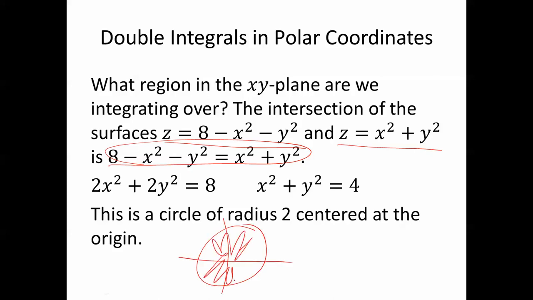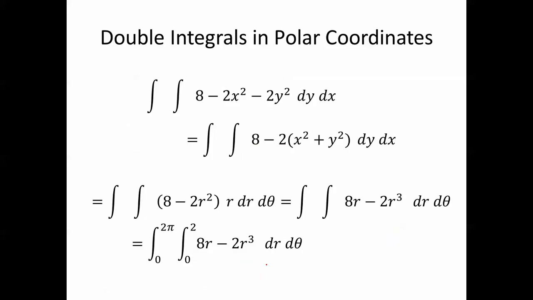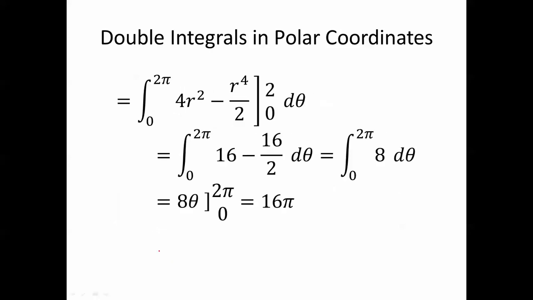So in this case, r will go from 0 to 2, theta goes from 0 to 2 pi. Okay, so again, we had 8 minus 2 times x squared plus y squared, which is 8 minus 2r squared, r d theta, 8r minus 2r cubed dr d theta, and as I said a moment ago, r goes from 0 to 2, theta goes from 0 to 2 pi. Integrate with respect to r, we get 4r squared minus r to the fourth over 2. Plug in 2 and 0, we get 16 minus 16 halves, which is 8. Integrate 8 d theta from 0 to 2 pi, and you end up with 16 pi.